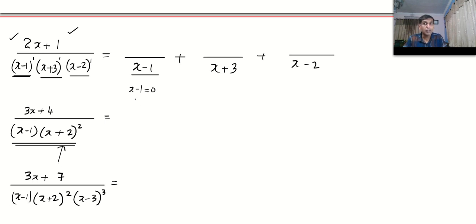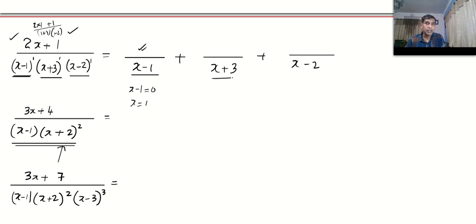Tell me, when will x minus 1 vanish? x minus 1 will become 0 when x is equal to 1. Now all you have to do is plug in the value x equal to 1 everywhere other than x minus 1. So you'll get 2 times 1 plus 1 divided by 1 plus 3, 1 minus 2. You simplify this and write the value here.